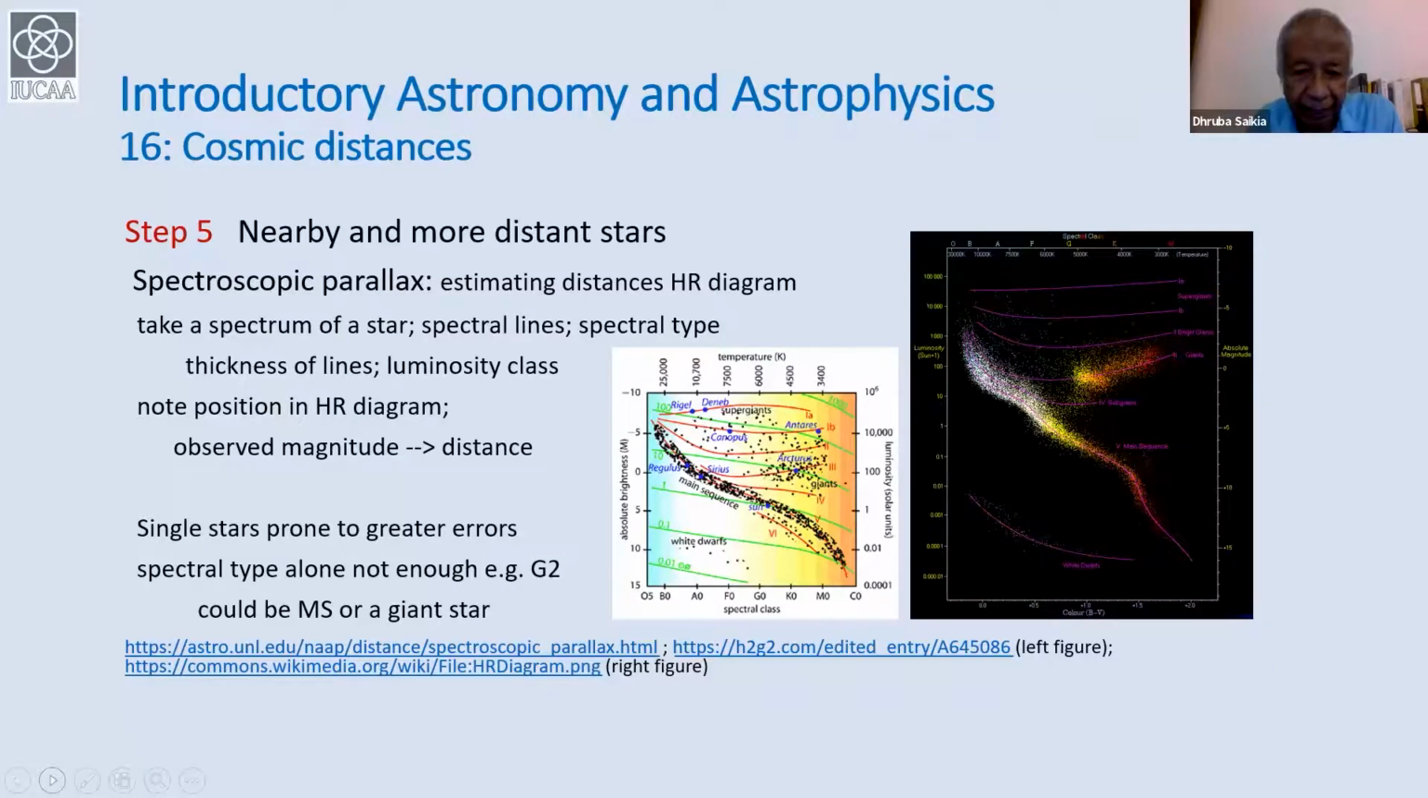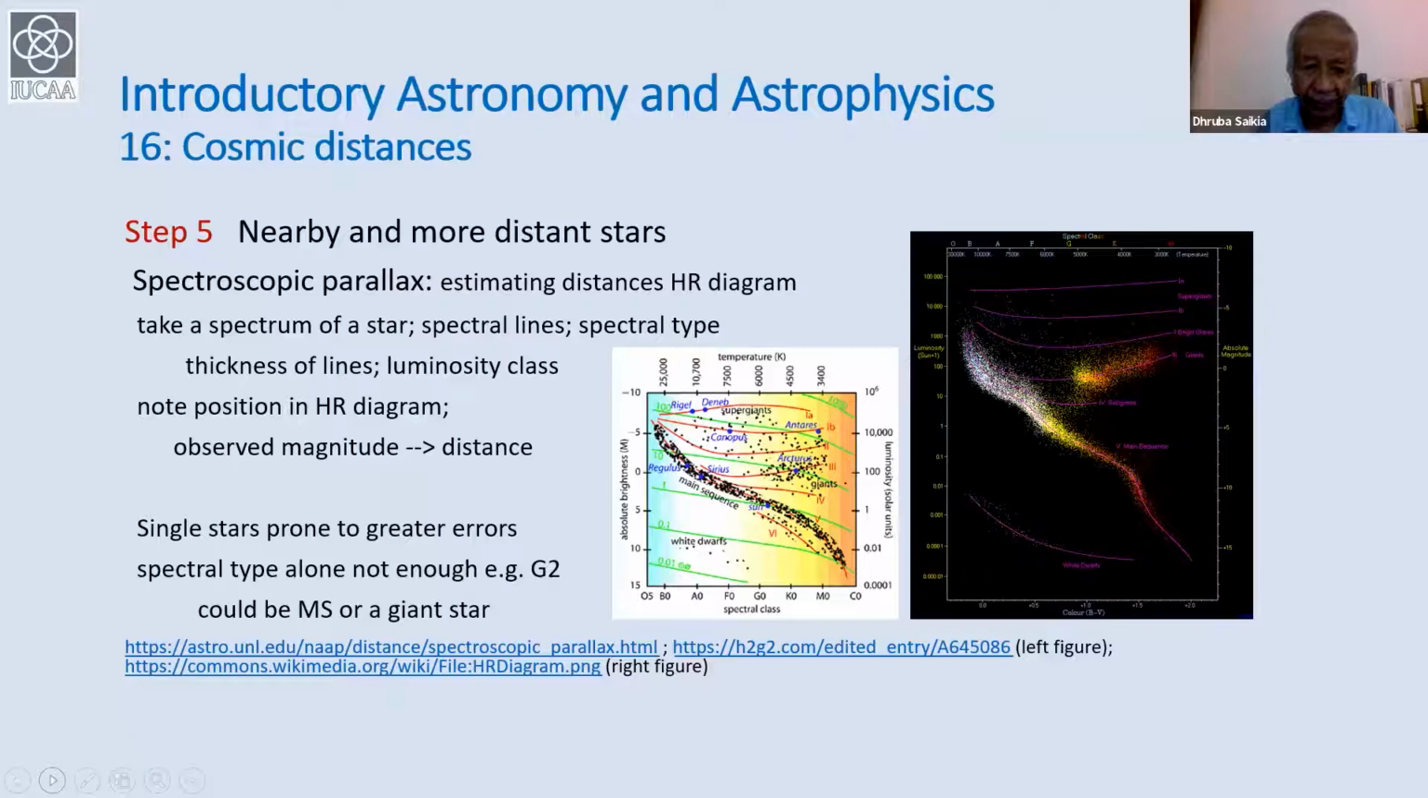Now, when I take a spectrum of a star, as we have discussed briefly but will look at in more detail, the stars are characterized by absorption lines. And from the nature of the lines that you observe, you can decide on the spectral type. You can also decide on other properties on the surface of the star.